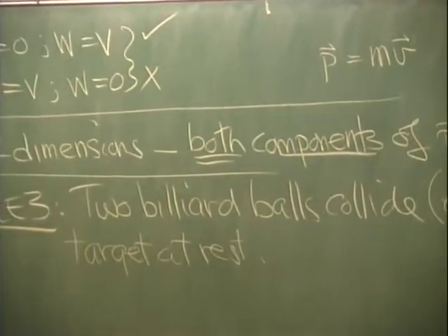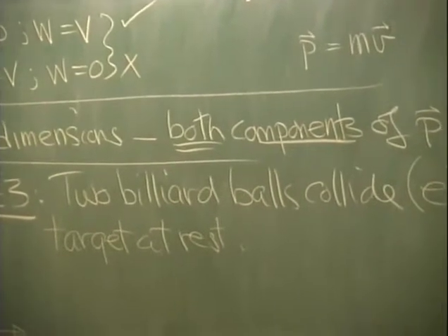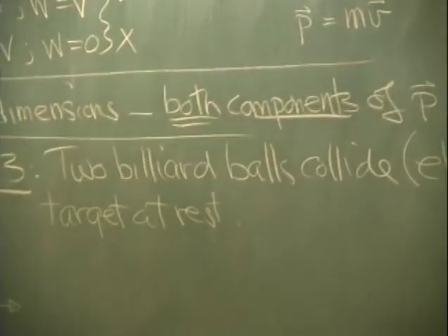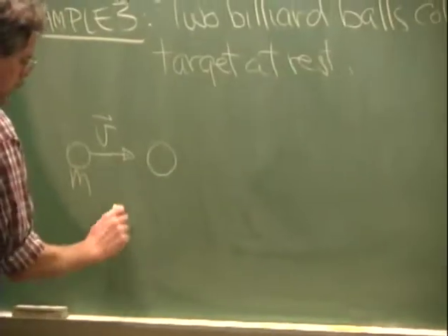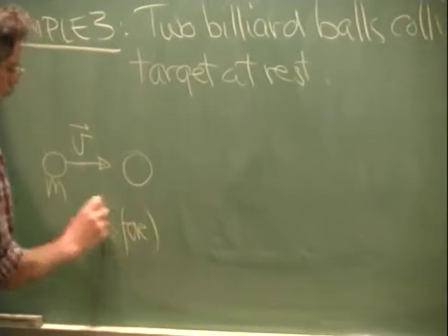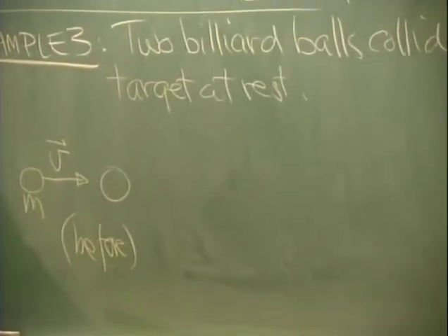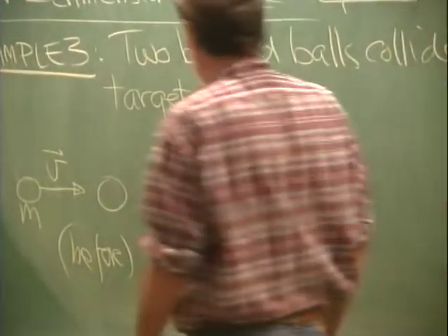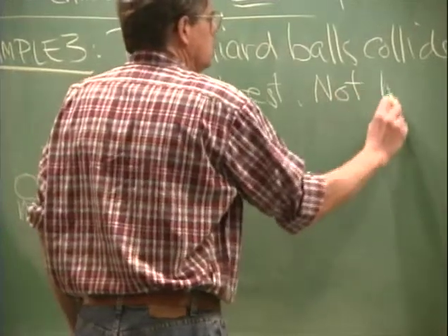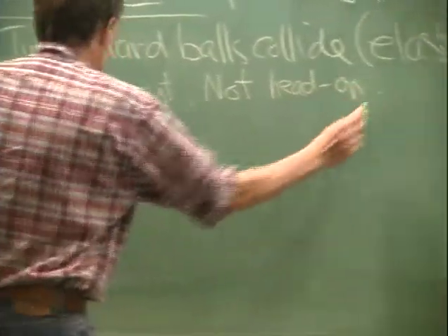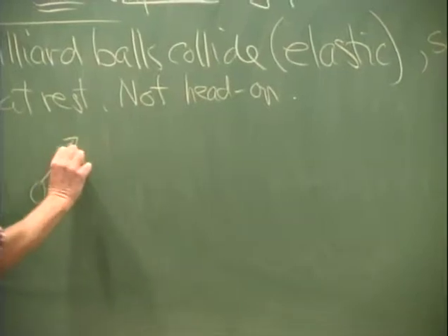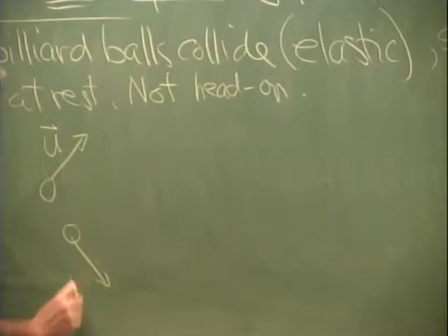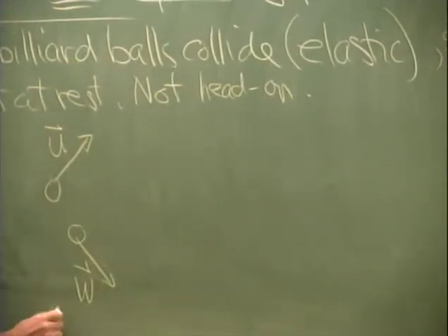So here's the scene beforehand. I have a billiard ball of mass m, and it's coming in with speed v. And it hits another billiard ball that's just sitting there. What happens? It's not a head-on collision. If it's a head-on collision, I've already done that problem. This is going to be an oblique collision, so that the two go off. One of them goes off like this. Let's say that its velocity is u, and the other one goes off like this, and its velocity is w. So there's the scene after.